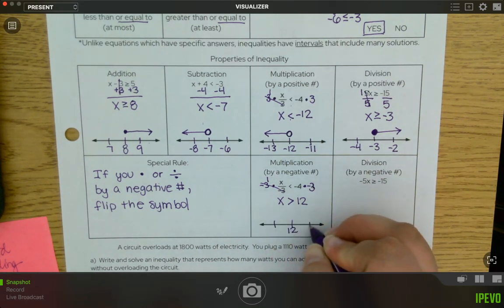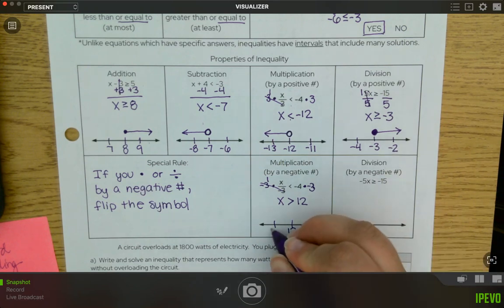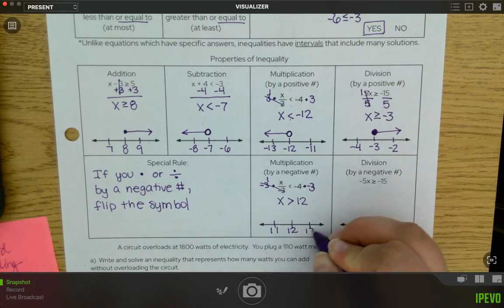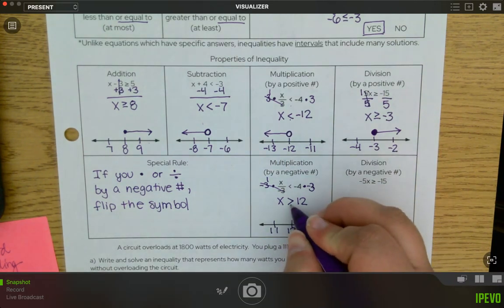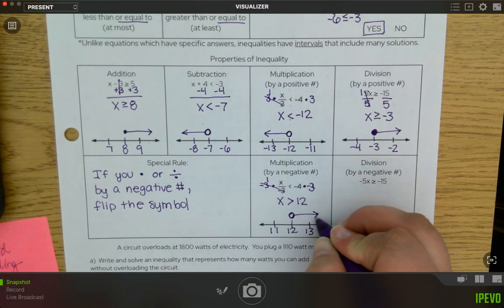Now this is +12. Most people know that a number line goes 11, 12, 13. It's the positives that go the normal direction. Since there's no or equals to, we're going to keep this open. And since we've flipped it, it's going to go to the right.